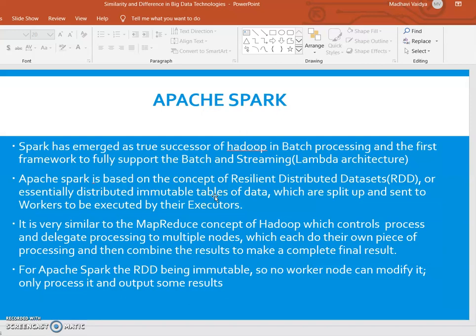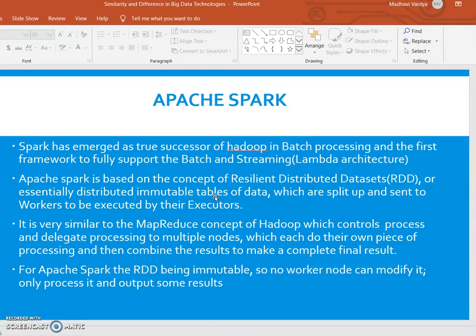Now we are going to talk about Apache Spark. So this Spark and the Flink, we are going to talk about them over here in this tutorial. So Spark has emerged as the true successor of Hadoop in batch processing, and the first framework to fully support both batch and streaming. It is also known as the Lambda architecture. Whenever it is talking about batch processing as well as streaming, it talks about the Lambda architecture.